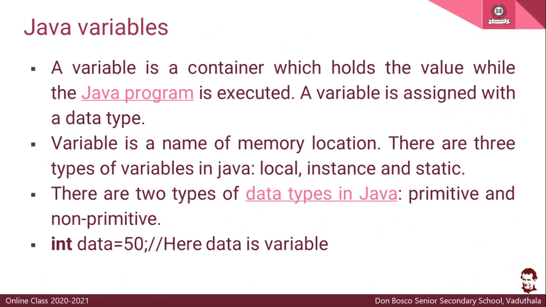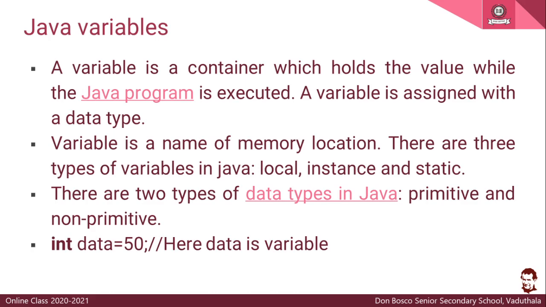First is Java variables. What is the reason we use variables? If we want to store some value in the computer, we need a memory space. So what is meant by a variable? It is just like one memory space, a named memory location. A variable is a container which holds the value while the Java program is executed. A variable is assigned a data type. A variable is the name of a memory location. These are the points we have to remember: it is a container and it is a memory location.